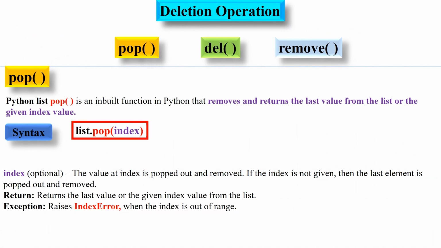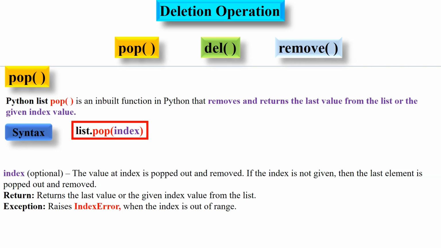Python provides operators for deleting or removing an item from a list. We are going to discuss the pop, del, and remove methods. First method is the pop method. Python list pop is an inbuilt function in Python that removes and returns the last value from the list or the given index value. The syntax is list.pop(index).